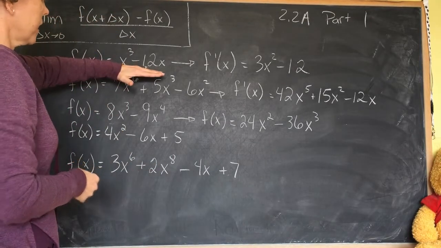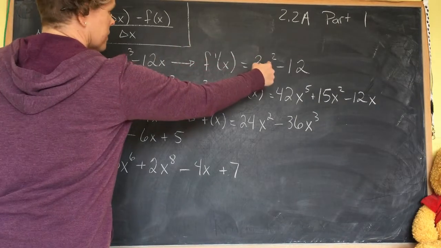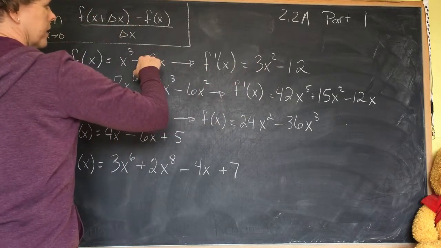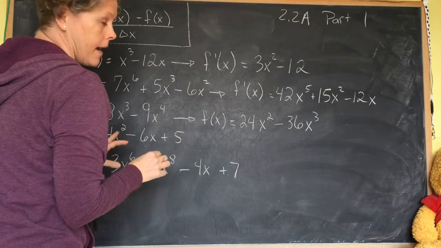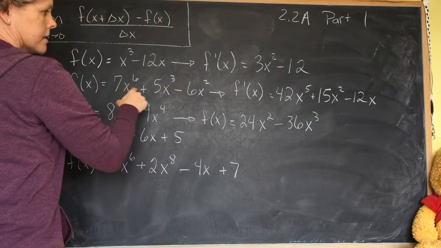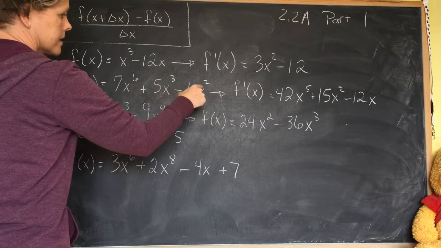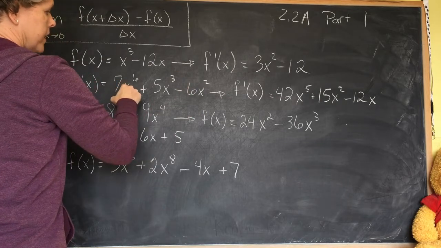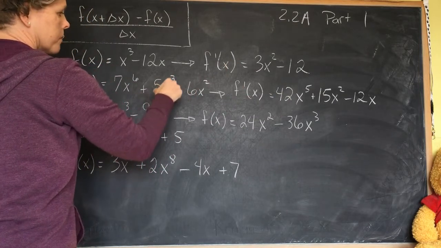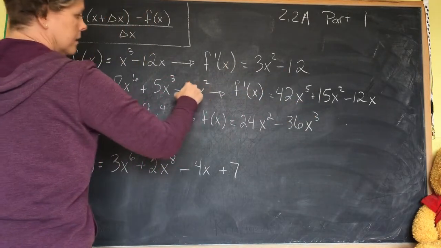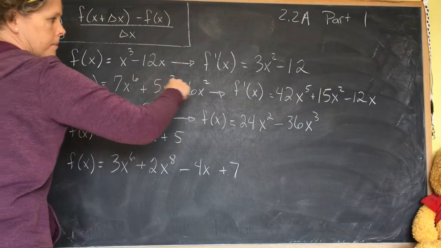Okay, so here's the first function, x cubed minus 12x. When I take the derivative, it turns into 3x squared minus 12. So from here to here. All right, some of you might already have the pattern, some might not. Let's take a look at the second one. 7x to the 6th plus 5x cubed minus 6x squared. This 7x to the 6th turned into 42x to the 5th. This term turned into 15x squared. And this turned into 12x. Okay, maybe you're starting to see a pattern.